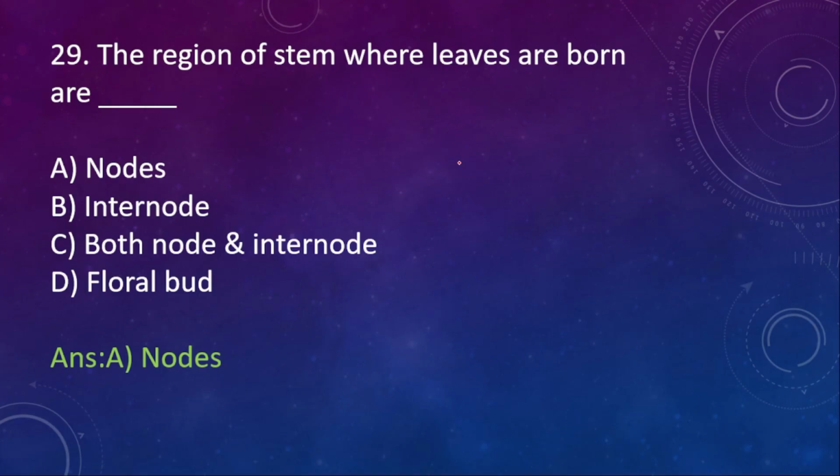If I show you, see, when there will be a stem like this, isn't it, there will be junctions. This one itself is called as what? Nodes. And from here there will be arising of leaves. So this portion is called as node. And the gap between two nodes, this one is said to be what? Internode. So here internode is nothing but the gap between two nodes.